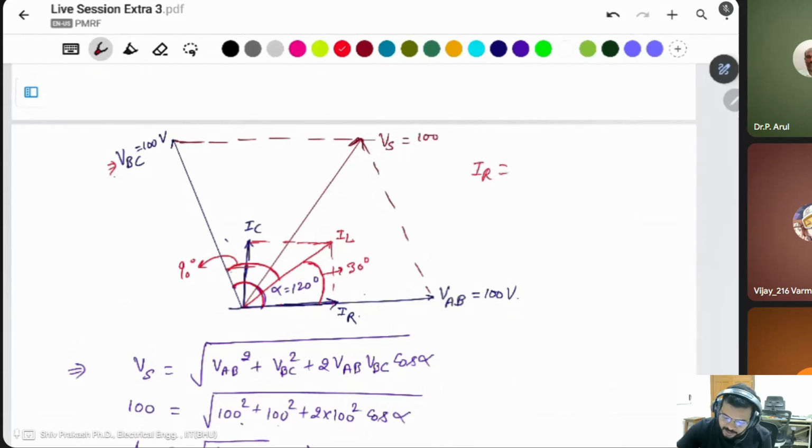From this phasor, you can say IR is equal to IL cos 30 degrees. IR is this current, the magnitude of the components IC and IR, and the angle between them is 30 degrees. IL is 5 ampere. Cos 30 degrees, you know, is root 3 by 2, and this will be 4.33 ampere.